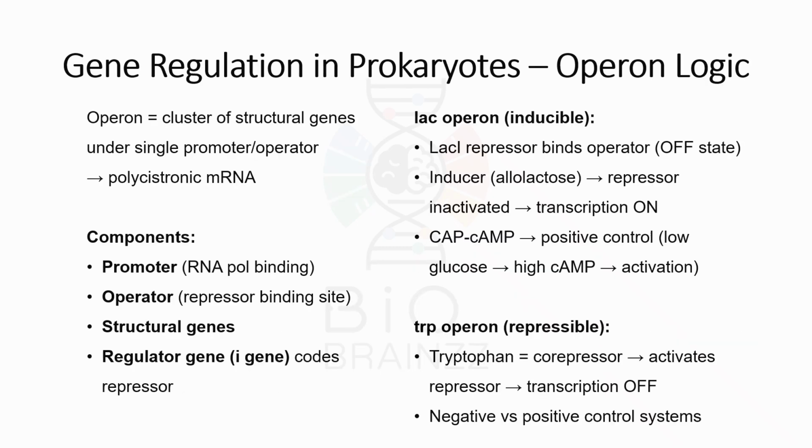Gene regulation in prokaryotes is mainly explained by the operon model. An operon consists of a promoter, operator, structural genes, and a regulatory gene. These genes are transcribed together as a single polycistronic mRNA. The lac operon is an inducible system where the repressor binds to the operator and blocks transcription in the absence of lactose. When lactose is present, it acts as an inducer, as allolactose, and inactivates the repressor, allowing transcription.